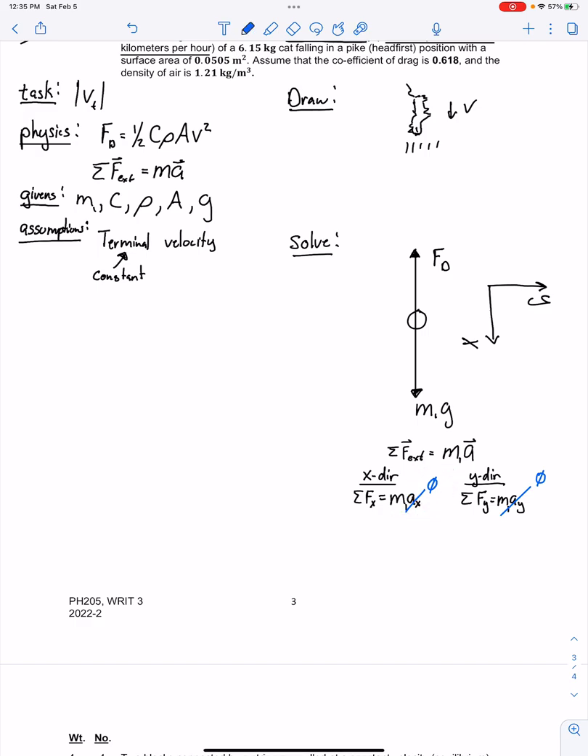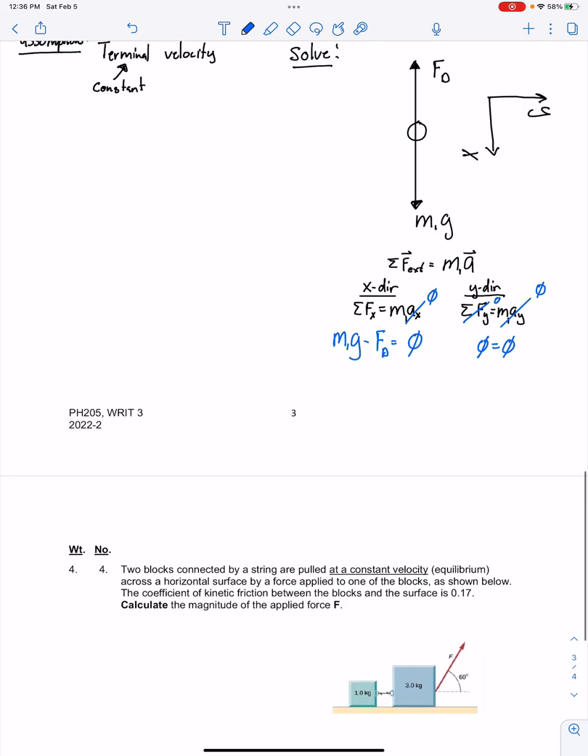Well, we've got two forces. We've got the weight force going down and the drag force going up. So let's add those up. We've identified down as positive x. So m1g is positive minus the drag force, and that is equal to 0. And in the y direction, we still look there to make sure we're not missing anything, but there are no forces in the y direction. So this equation simply gives us that 0 equals 0, which is a true statement, and hopefully we can sleep better at night.